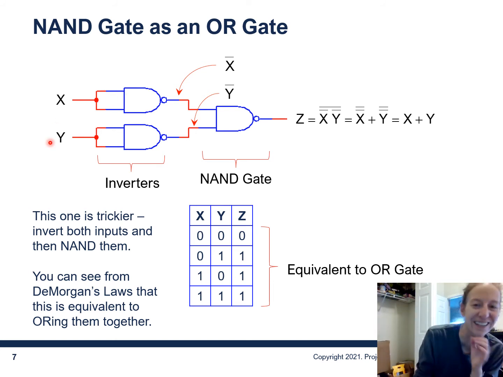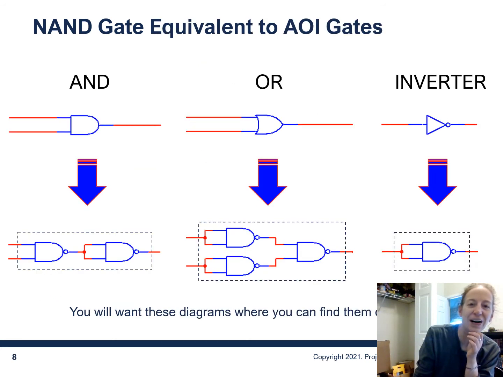Just bear with me. So where do we go from here? This, if I make my head disappear again, you will want these diagrams where you can find them quickly. So what you should do here is pause the video and copy that down. That goes back over the last few slides so that you know how to take an inverter, what you're going to replace it with your NAND gates, how to do your OR and how to do your AND. So pause the video here and copy that down.